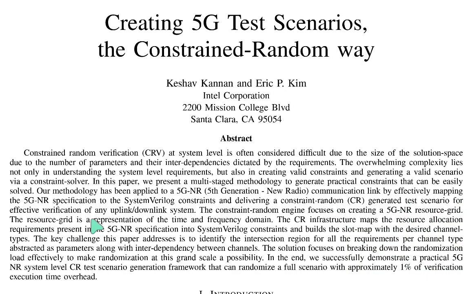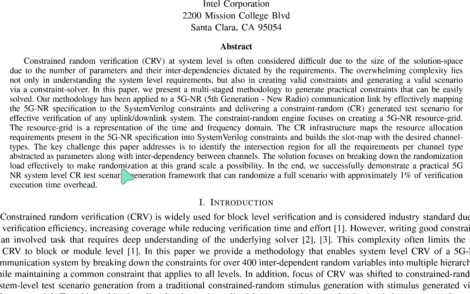The resource grid is represented in the time and frequency domain, and the CR infrastructure maps the resource allocation requirements presented in the 5G NR specification into SystemVerilog constraints and builds a slot map with the desired channel types. The key challenge this paper addresses is to identify the intersection region for all requirements, the channel types, and abstracted parameters, along with the interdependence between channels. The solution focuses on breaking down the randomization load effectively to make randomization at this grand scale a possibility.